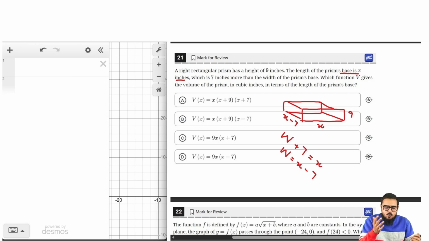So how do we find the volume of the prism, or at least the volume of the cuboid? Length times width times height. Or if you're considering this a prism, it's always base area times the 3D height, right? So my base area would be multiplying this x by x minus 7. That should be my base area. And the 3D height is provided to me as 9, so I'm going to put a 9 on the outside. That's my answer, x times x minus 7, times 9. And that's mentioned in answer option B.